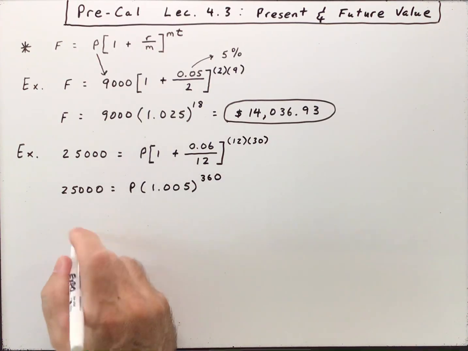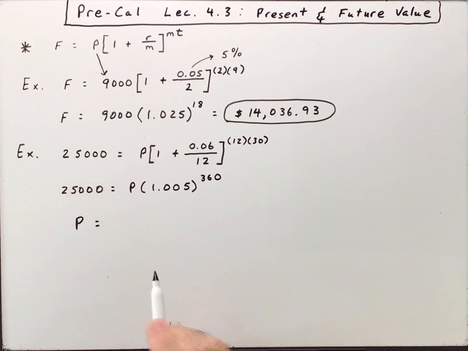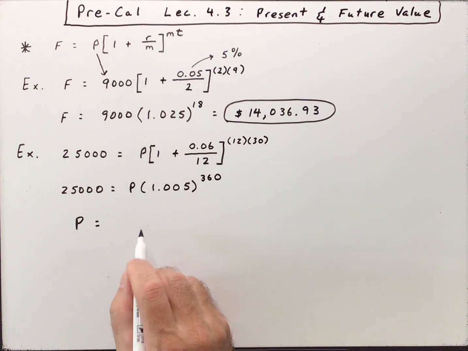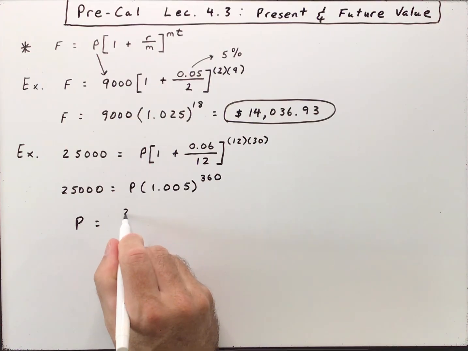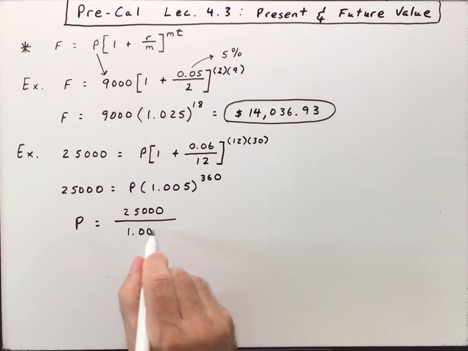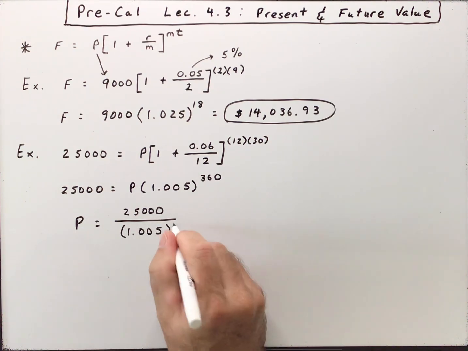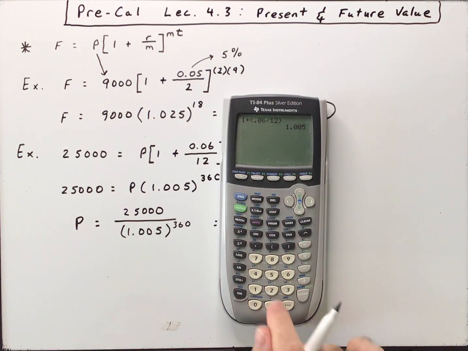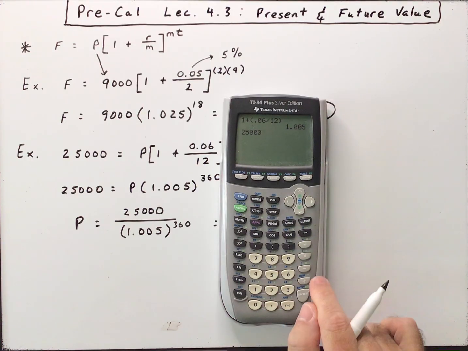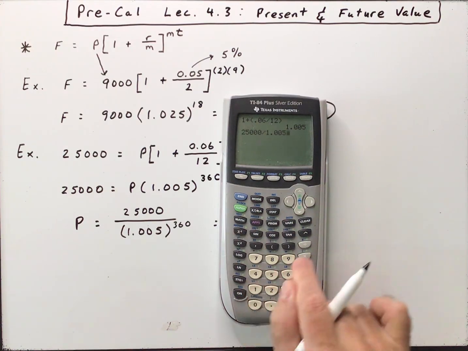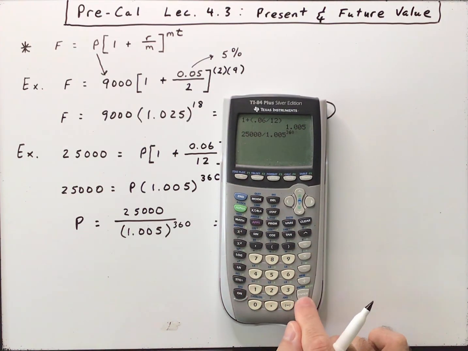So we're going to pull that under the 25,000. Now your present value is going to be less than your future value because it's going to be earning 6% interest, this present value, over the years to get to 25,000. So you'd have 25,000 on top over 1.005 to the 360th power. Okay, so let's put that in the calculator. 25,000 divided by, I shouldn't have to use parentheses here. Let's see, 1.005 raised to the 360 power.